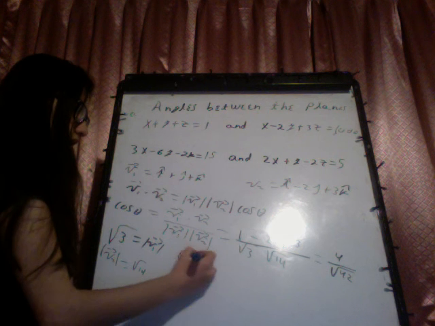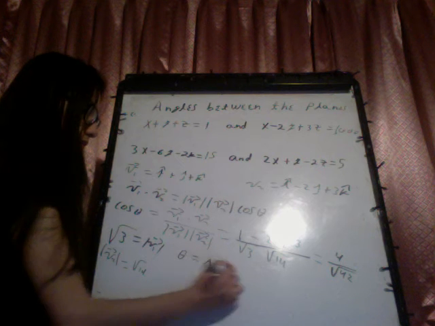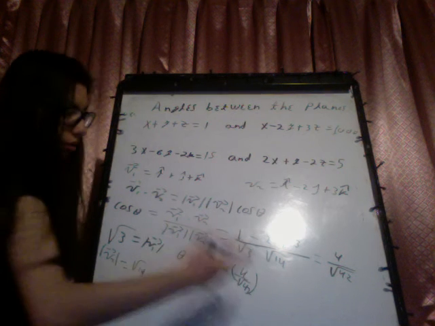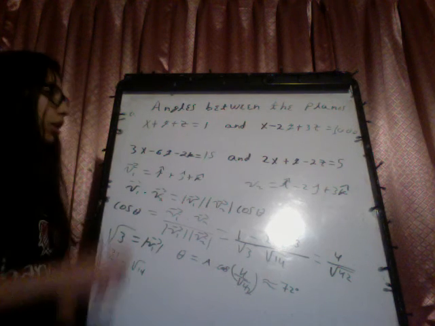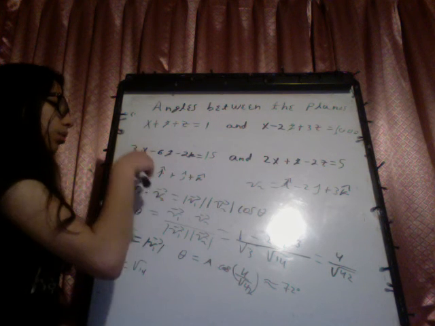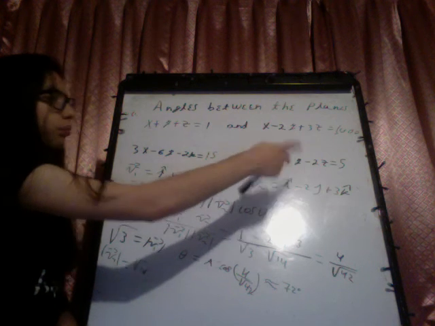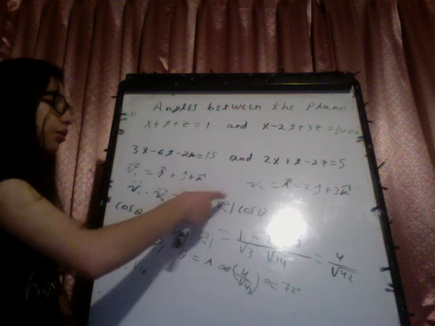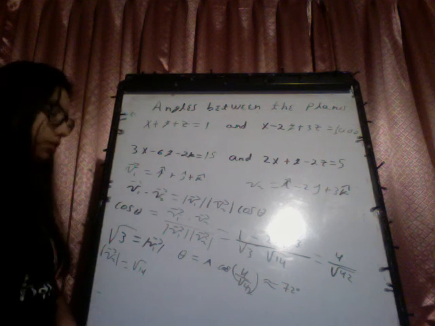We have theta is equal to the arc cosine of 4 over the root of 42. I already calculated this, and it is approximately 72 degrees. So the angle between the normal vectors for each one of these planes, that is 1, 1, 1 and 1, minus 2, 3, is 72 degrees. So the angle of intersection between these two planes is 72 degrees.